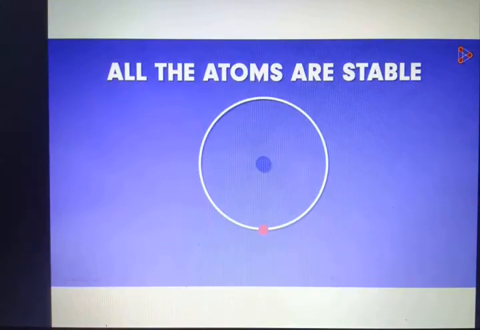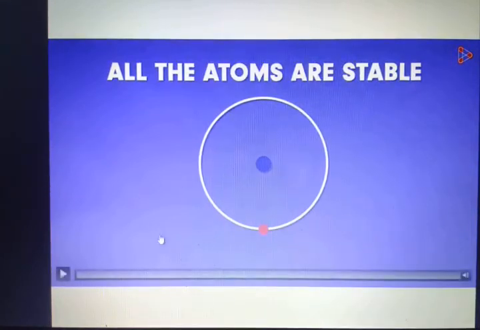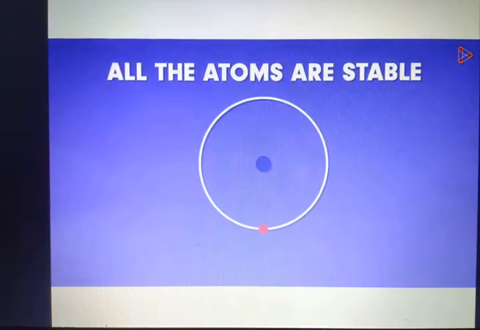And now, after that, atoms are stable. According to Rutherford's conclusions, the atom would have been unstable. But atoms are stable, and that was explained by Niels Bohr. So let's watch this video. You'll understand things more clearly.